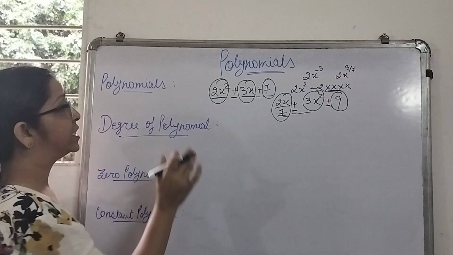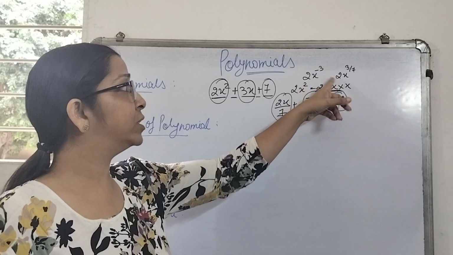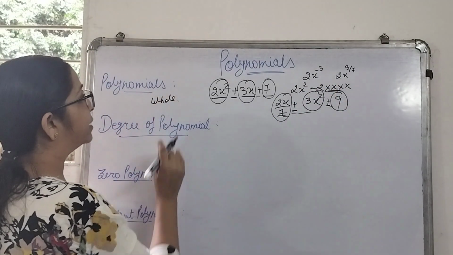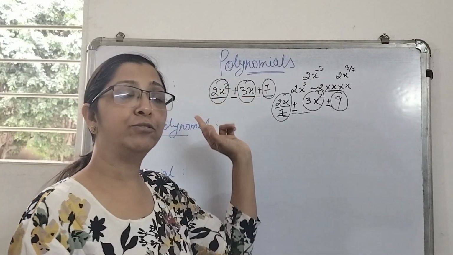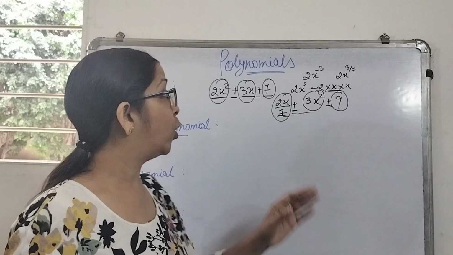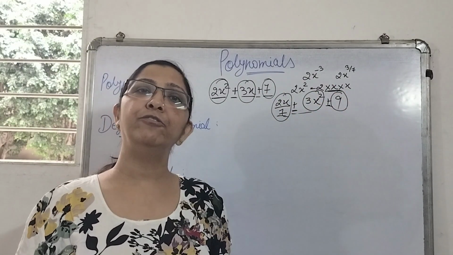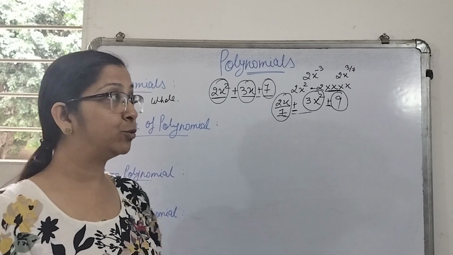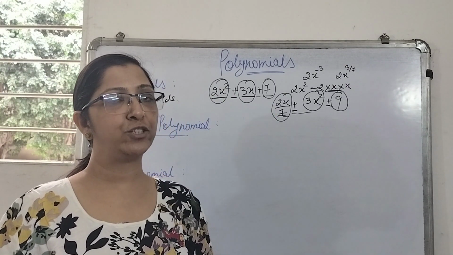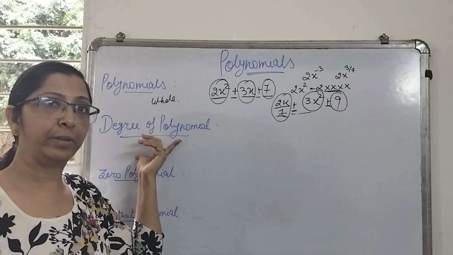That means polynomials are special cases of algebraic expressions where the exponents of the variables are whole numbers. The exponent of the variable could be 0, could be 1, could be 2, could be any positive number or 0, but it cannot be negative and it cannot be a fraction. So it must be clear what a polynomial is and what the difference is between an algebraic expression and a polynomial. Now let's see what the degree of a polynomial is.